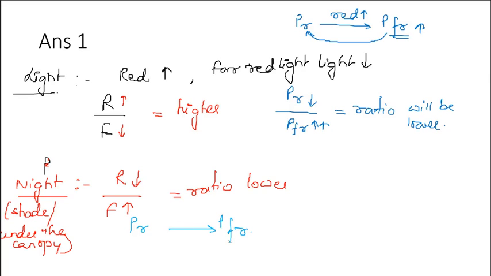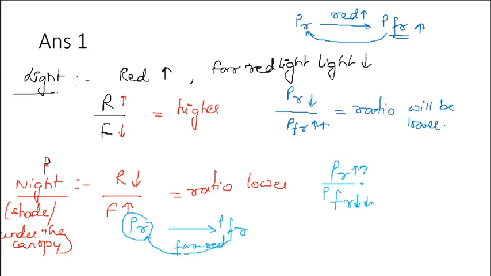So if I write PR to PFR ratio for under the canopy or shade or darkness, we see that far red light is more, that means the PR concentration will be higher. If PR is higher, PFR is lower, what will be the ratio? The ratio will be higher. If the numerator is higher, the ratio is higher. Okay. Now let's go to the question.